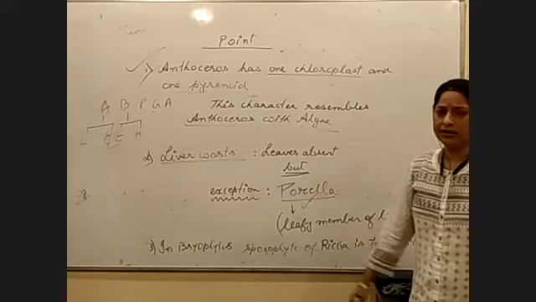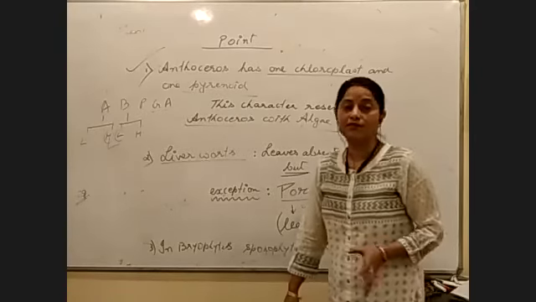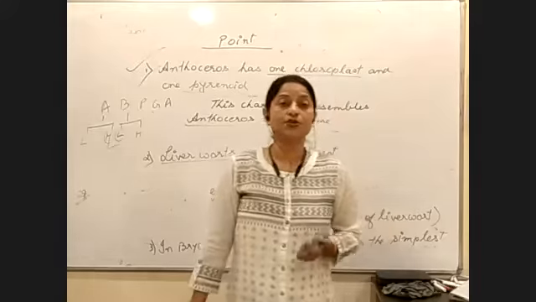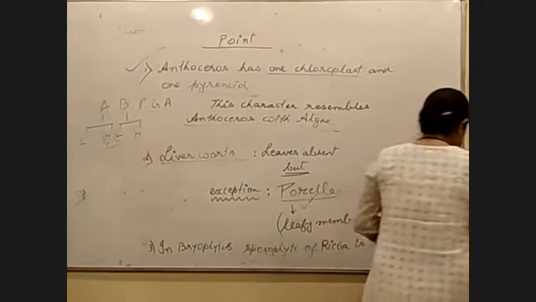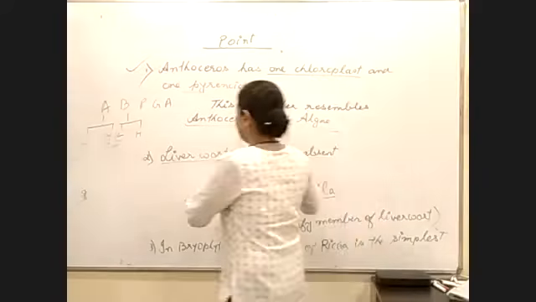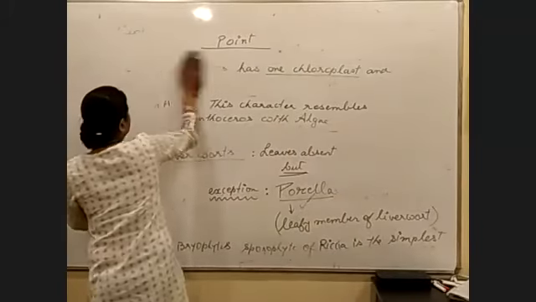The third point is simple. Among the bryophytes, which has the simplest sporophyte? The simplest sporophyte is found in Riccia. This was point number 3. Then go to point number 4.